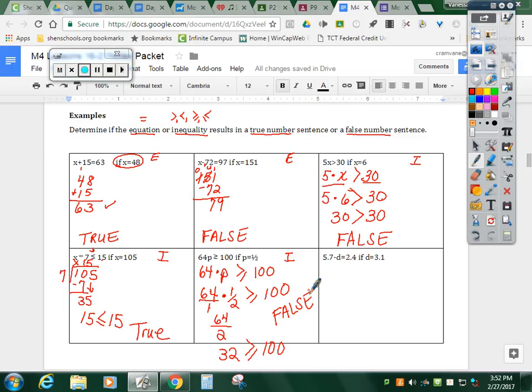Okay, last example before we send you to practice on your Educanon. 5 7/10 minus d equals 2 4/10 if d is 3 1/10. Okay, so I'm going to substitute that in. I'm actually going to do 5.7 minus 3.1. And this is an equation because it has an equal sign. When I subtract these two values, I get 2 6/10, not 2 4/10. So this equation is false.